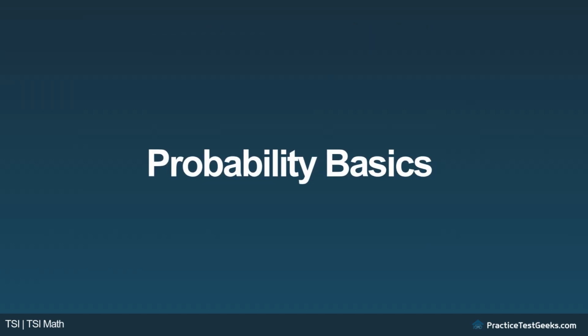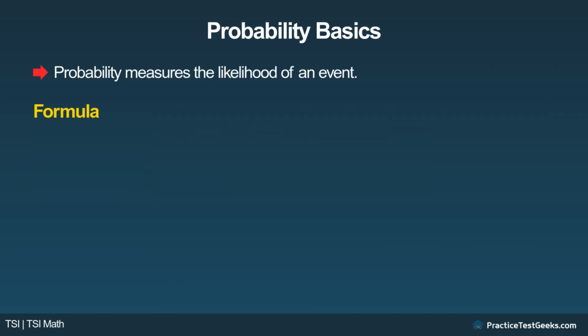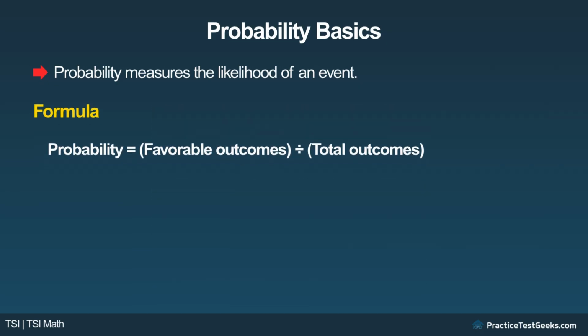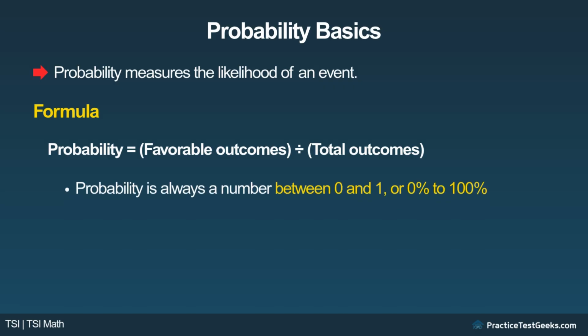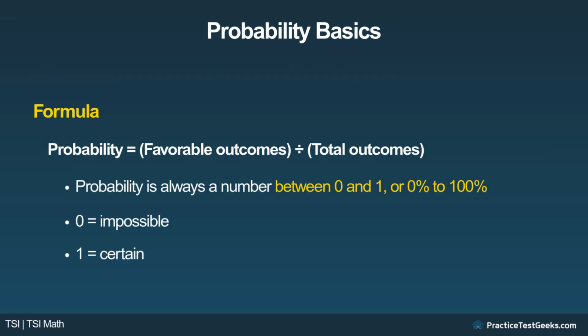Probability basics. Probability measures the likelihood of an event. Formula: probability equals favorable outcomes divided by total outcomes. Probability is always a number between 0 and 1, or 0% to 100%. 0 equals impossible, 1 equals certain.